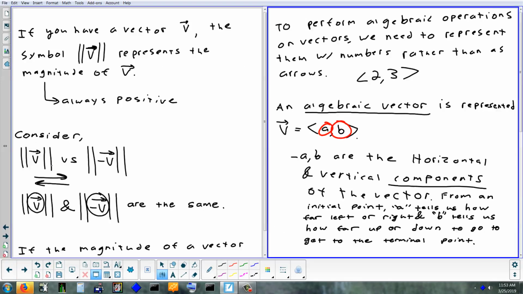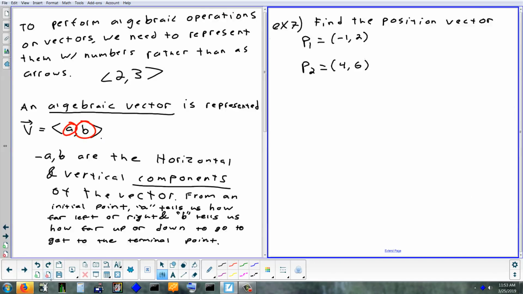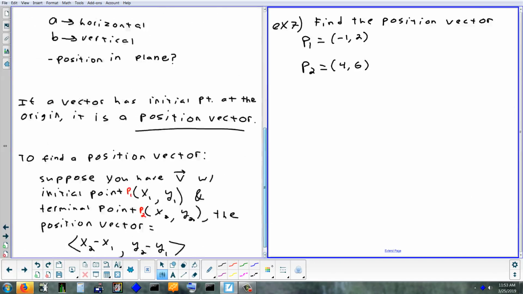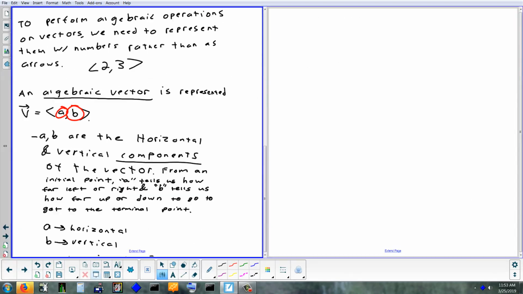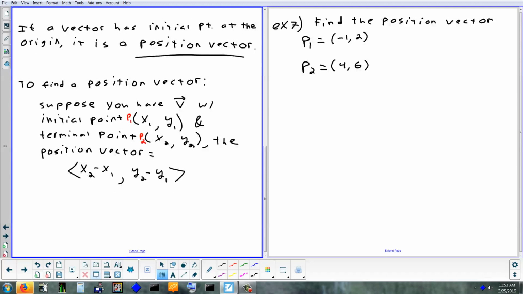So let's go like this. Let's find the position vector between those 2 points. Now they didn't tell you which one was P1 and which one was P2. So when they don't tell you, which one did I say to always assume the initial one is? No, not the smaller one. The first one, yeah, P1. P1 is your initial, P2 would be your terminal. All right, so let's set it up.